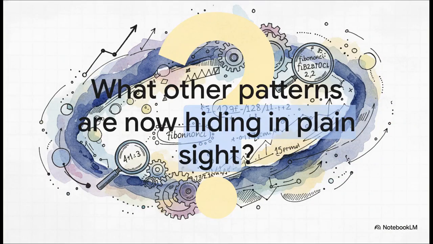So we've seen that understanding slope isn't some weird abstract math concept. It's just about understanding the relationship between numbers. It's the secret language of data, which leaves us with a final question. Now that you know how to look for it, what other patterns are now hiding in plain sight all around you?